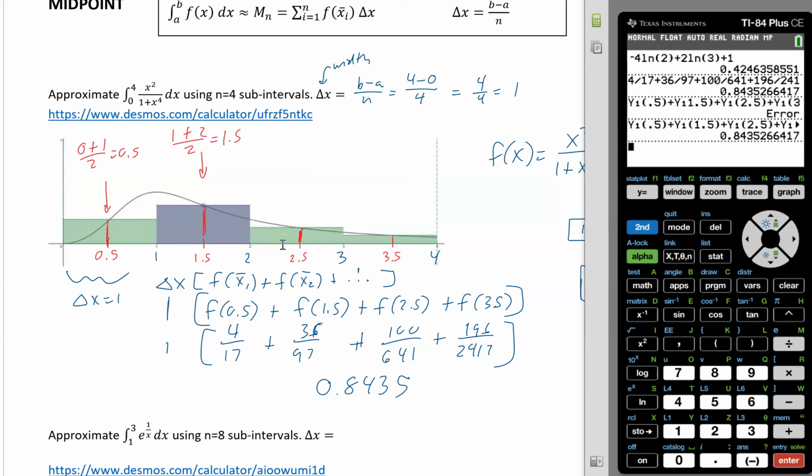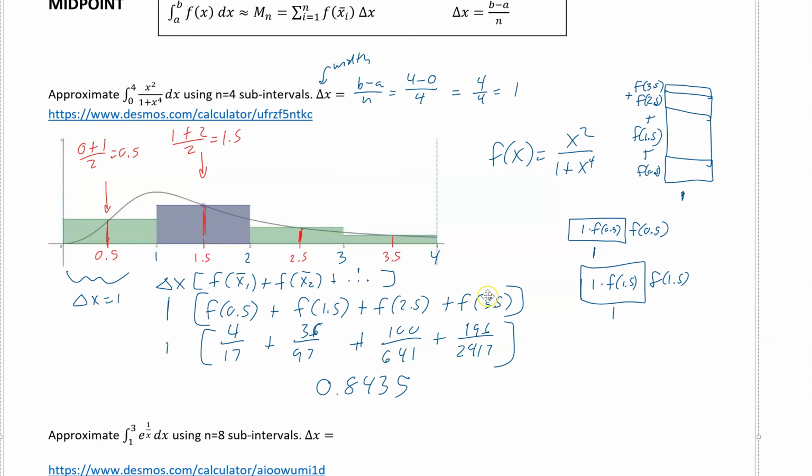That's basically what's going to be happening with a lot of these problems. You just have to put in the inputs. So you just have to know what functions you're using and the inputs. But there we go. So that is our approximate area.